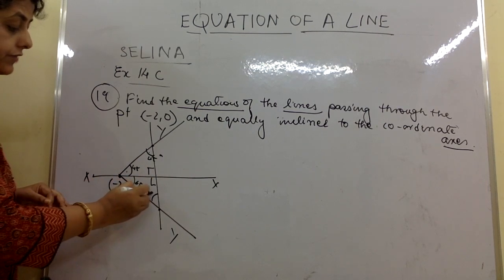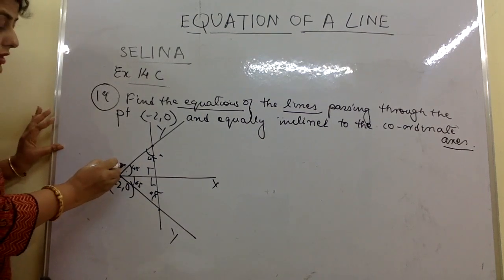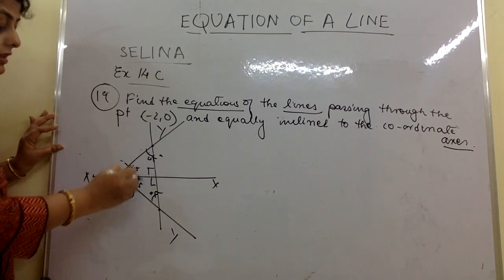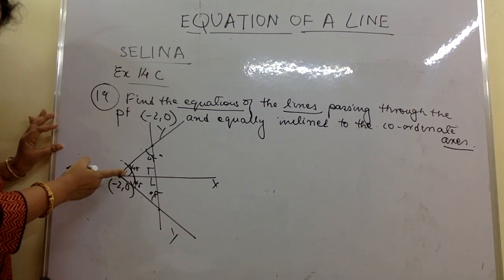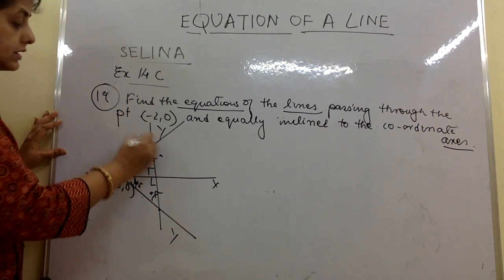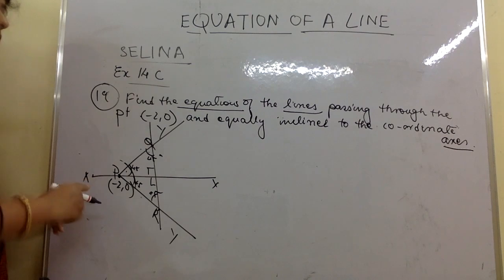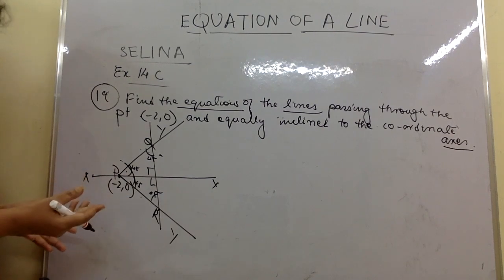Similarly here also 45 and here also 45. All are 45s. Now do you see how much is the angle between these two lines? It is 90 degrees. Let me first mark this point as P, then this point as Q, and this point as R. Now let me first get the equation of the line PQ.